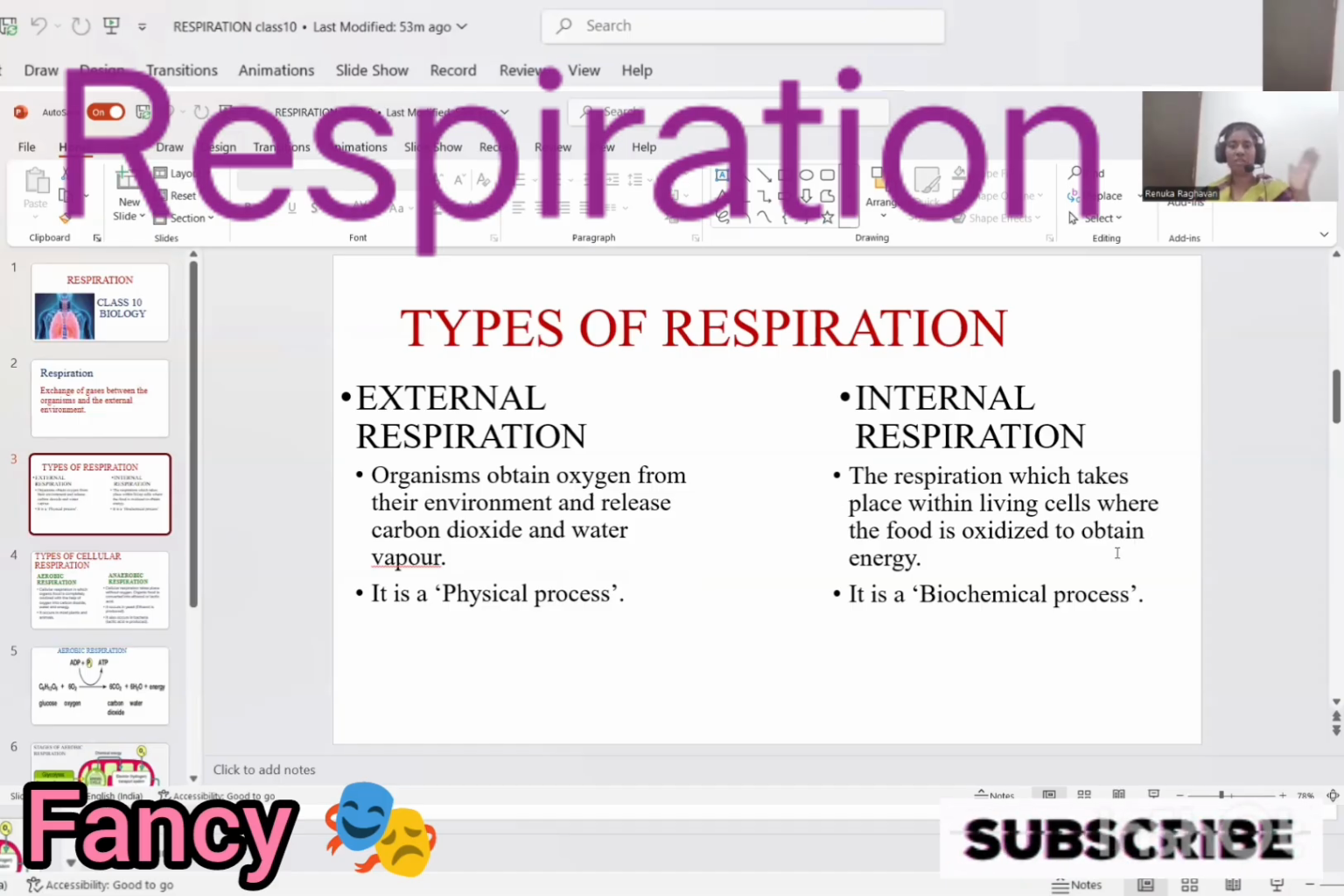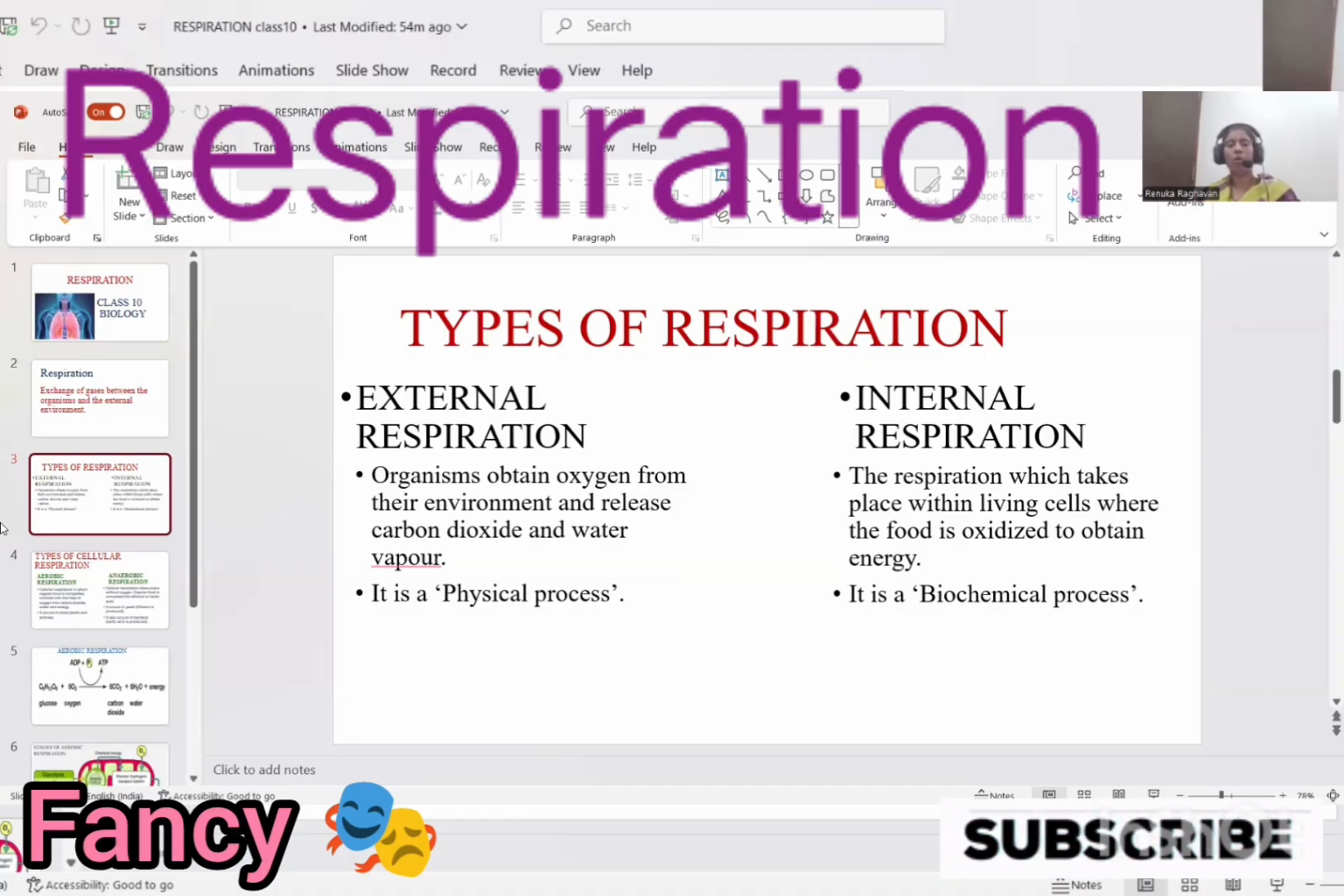Okay, within the living cells it takes place, where the food which we eat will combine with the oxygen, and it will be completely oxidized and broken into simple substances. So that is known as the biochemical reaction. Okay, children. So there are two types of respiration: external respiration and internal respiration. External respiration is the physical process, and internal respiration is the biochemical process.